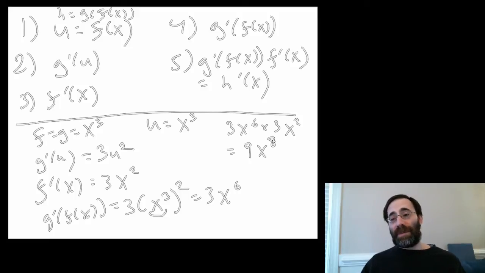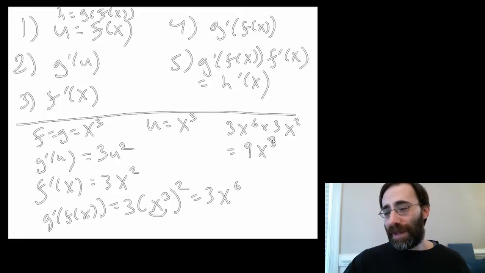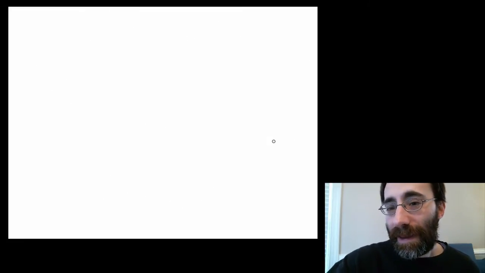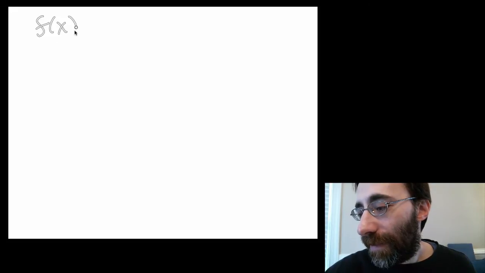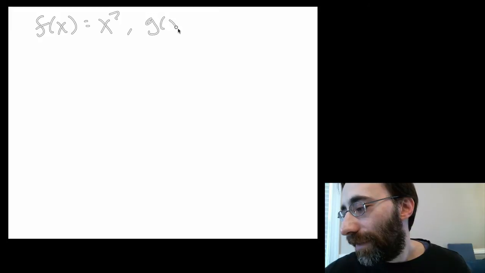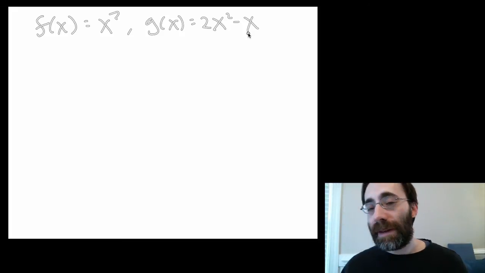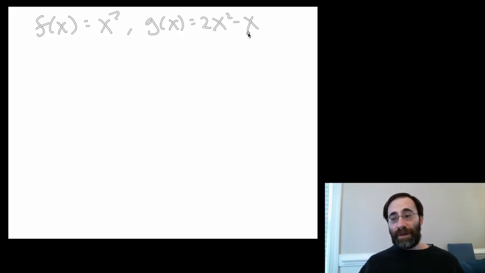I'll do a couple more examples quickly. Or one or two examples, we'll see. So let's try a little different one. Let's try f of x equals x to the 7th, g of x equals 2x squared minus x, and look for g of f of x again.